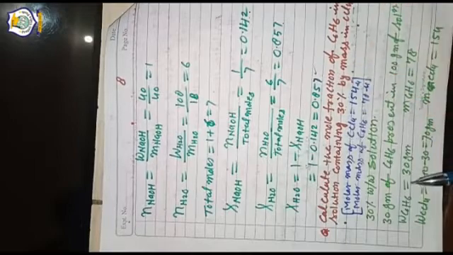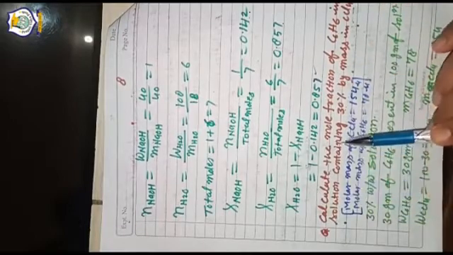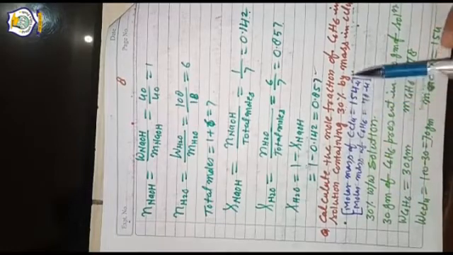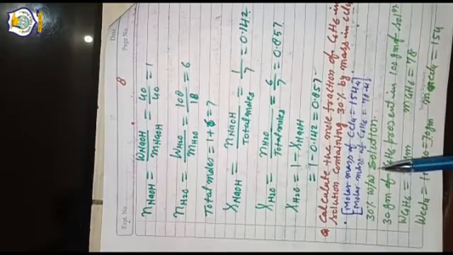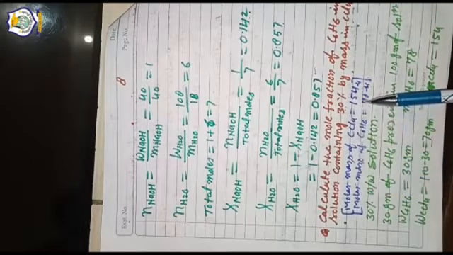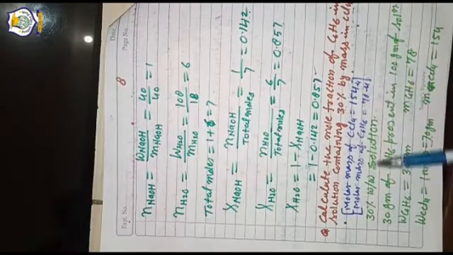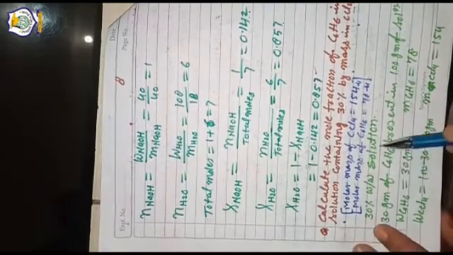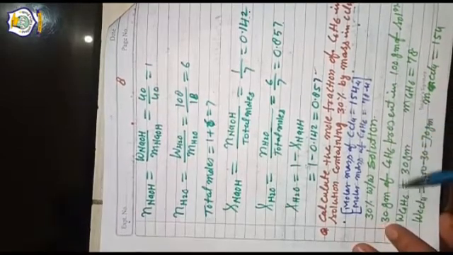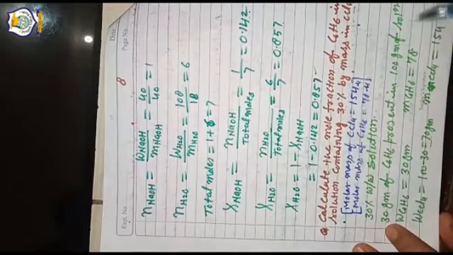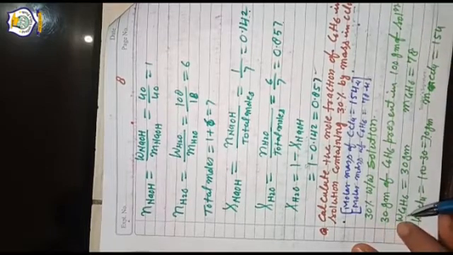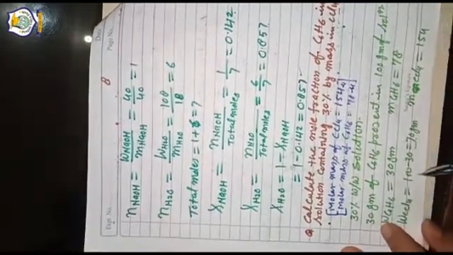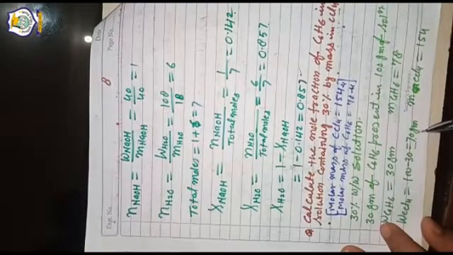Another example: calculate the mole fraction of benzene in a solution containing 30% by mass of CCl4. The molar mass of CCl4 is 154 u and the molar mass of benzene is 78. 30% W/W of benzene means 30 gram of benzene is present in 100 gram of solution. The weight of benzene is 30 gram and the weight of carbon tetrachloride is 100 minus 30 equals 70 gram.